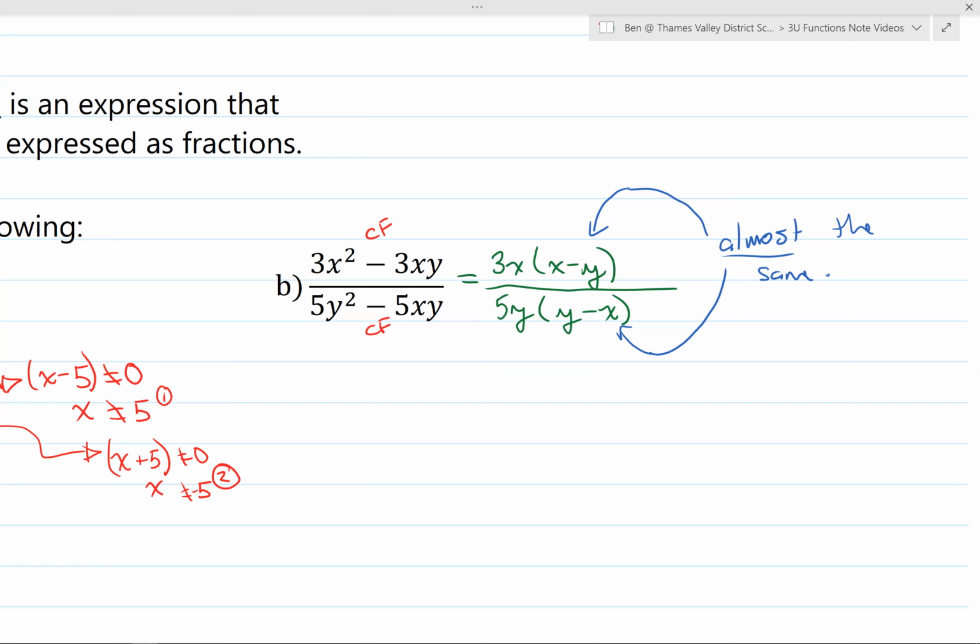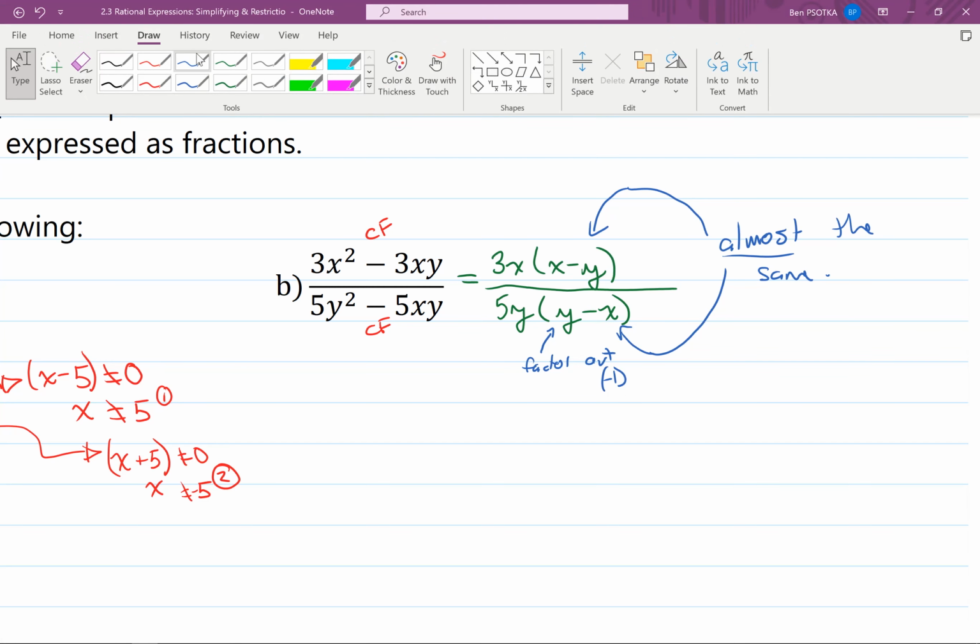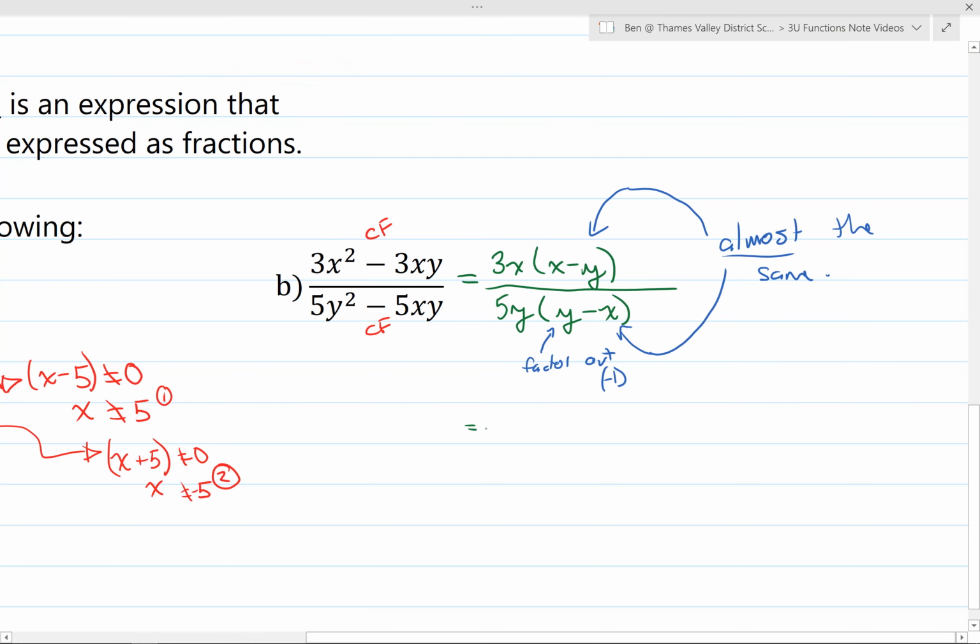So what we can do is factor out a negative 1 from either of them, and I'm going to choose the bottom. So I'll factor out a negative 1 value in order to change the sign of the x and the y. So I could rewrite this as 3x over x minus y, so my numerator stays the same, divided by 5y. And then that will become negative y plus x. Well, a better way to write negative y plus x is just x minus y, so that my negative sign doesn't get lost.